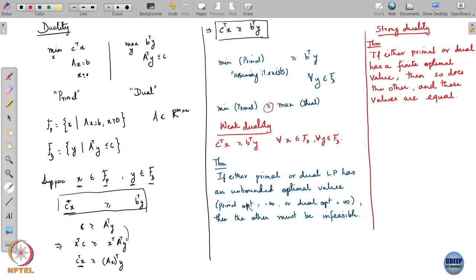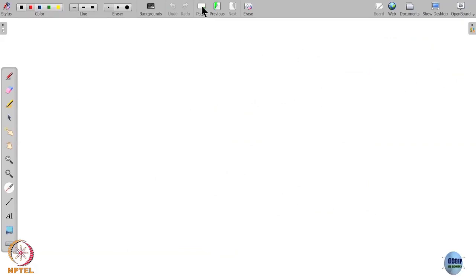Alright. So now what we will do today is prove the strong duality theorem. That's the agenda for today. I will prove the strong duality theorem, and I will also give you an application of the strong duality theorem. Now the strong duality theorem actually rests on one key property of convex sets. The property is very easy to see, but it's not that easy to prove.